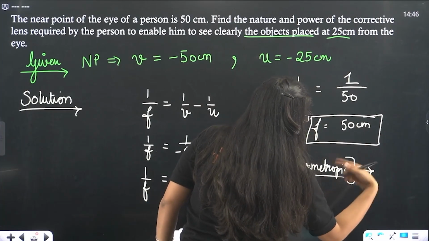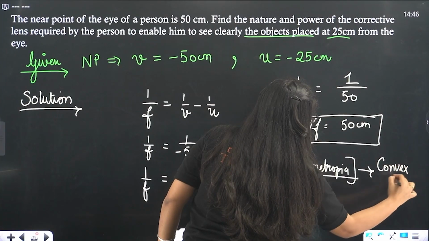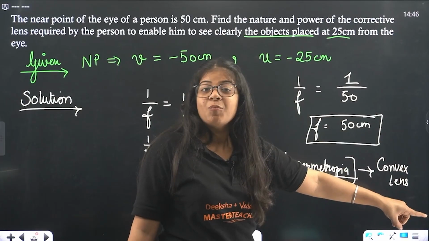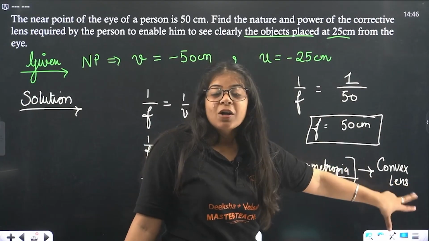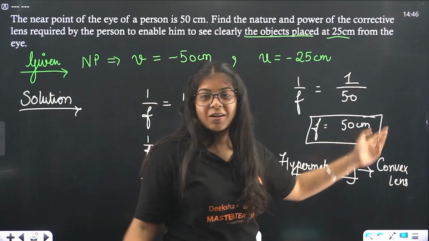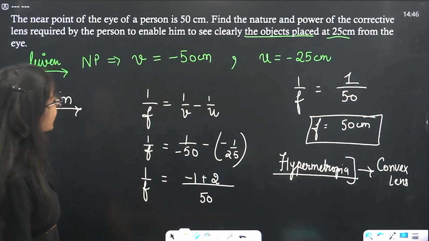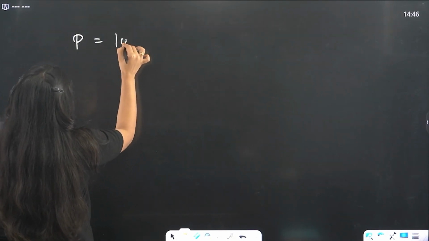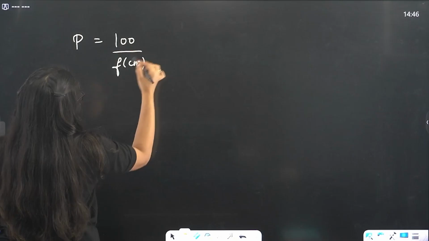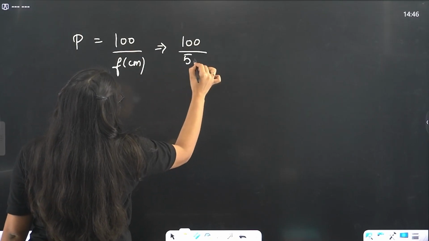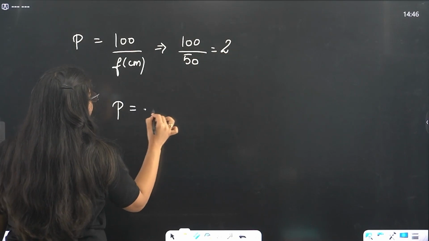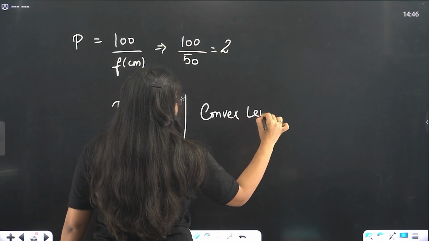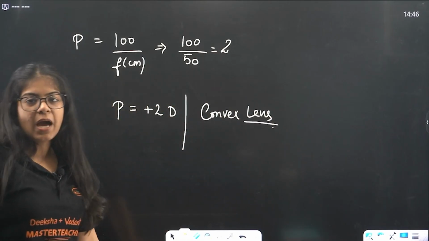Which lens is used to correct hypermetropia? Convex lens is used to correct hypermetropia. What is the sign of the focal length of a convex lens? Positive. Convex lens, positive focal length. Positive focal length, we got. And hence our answer. Find the nature and power of the corrective lens. The power we still have to find. Power is 100 divided by focal length when focal length is in centimeters. So 100 divided by 50 is 2. So the power is plus 2 diopter and the lens used is convex lens. That means it is hypermetropia.